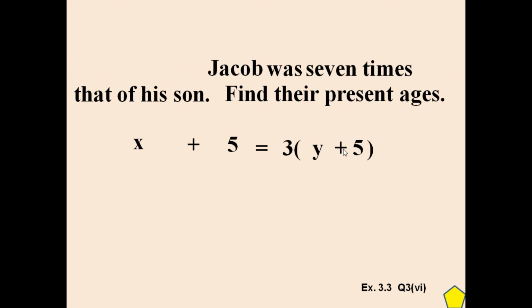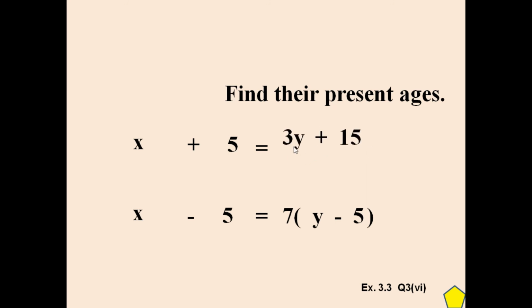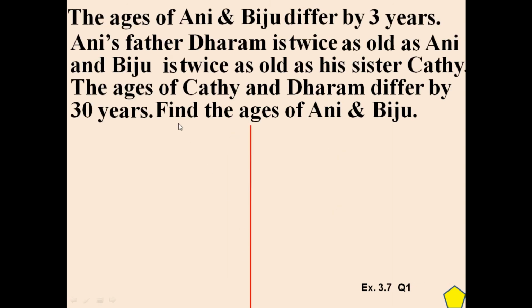5 years ago means minus 5. Jacob was X. 7 times means 7 bracket. And since we've taken the past age of Jacob, we are going to take the past age of son as well. So it becomes Y minus 5. Open the brackets, the 3 multiplies here and the 7 multiplies here, and then you can take everything to the same side and resolve, putting the like terms together. This last question is extremely important because this is the only question where there are more than two people.